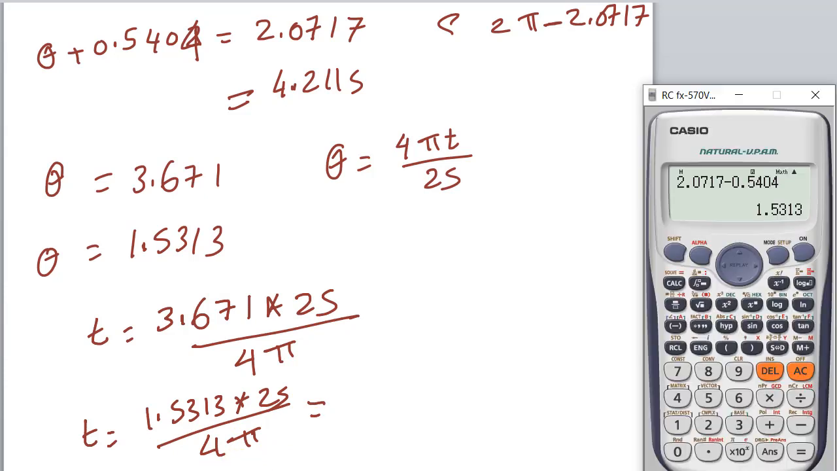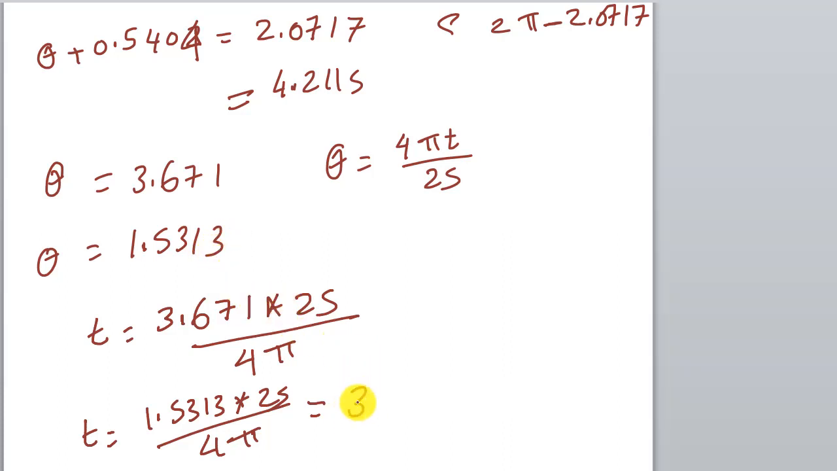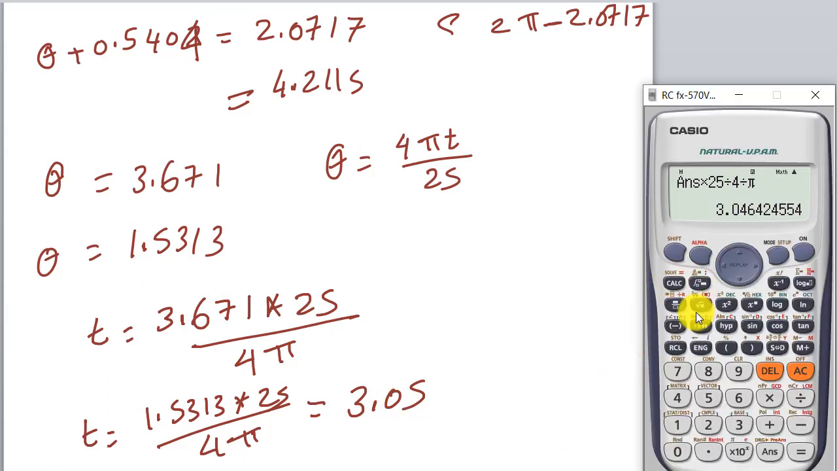Let us find the two values. So multiplied by 25 divided by 4 divided by pi. So 3.05. To find it in hours, we go direct here. So it's 3 hours and 2 minutes and 47 seconds. So this value here is hours.